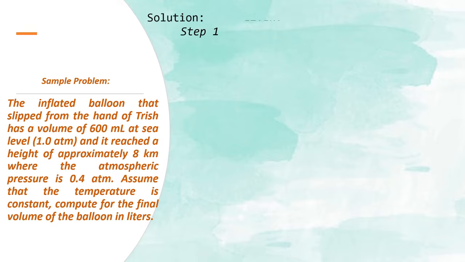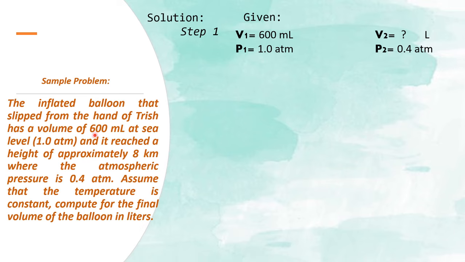Solution. Step 1. Again, write all the given. Our initial volume is 600 ml. Initial pressure is 1 atmosphere. The unknown is the final volume. And then our final pressure is 0.4 atmosphere.